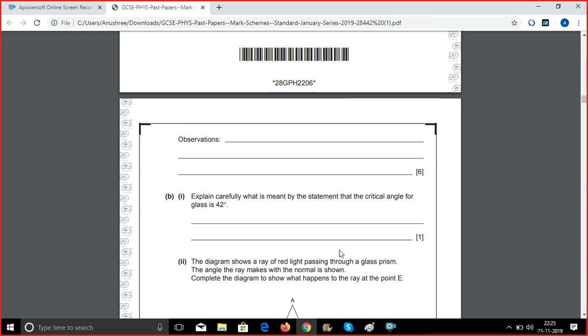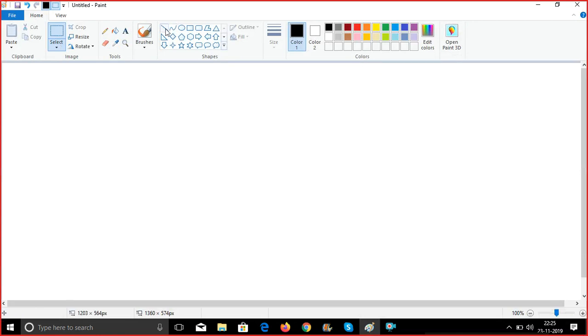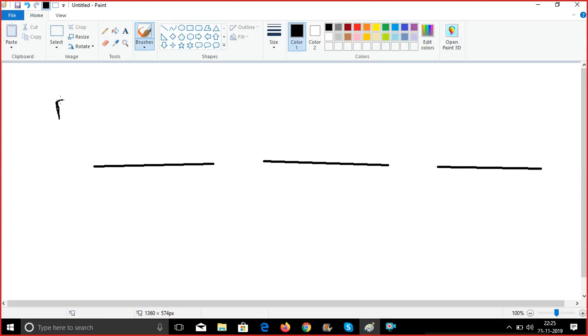Actually, the critical angle is the angle of incidence for which the angle of refraction is 90 degrees. That's basically the critical angle. Let me just tell you. Wait a second. I'm just taking 3 different cases. When a light is entering from denser medium to rarer medium, this is denser and this is rarer. Now this, by red, I'm just representing the normal.